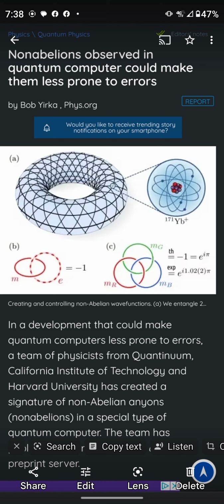Okay, so non-abelions, I believe that's what they are. Non-abelian anyons. They're a special type of particle that can remember its past, which makes them less prone to errors. That's basically what this paper is talking about. They encoded them in ytterbium atoms. Ytterbium. I hate pronouncing scientific names.